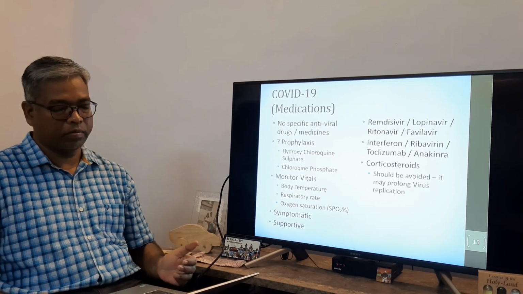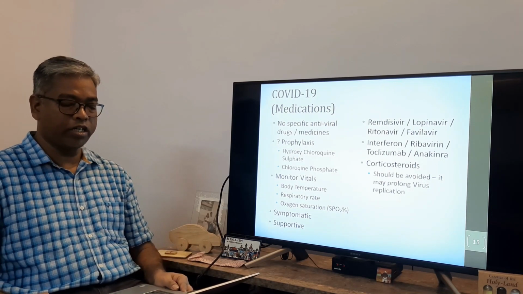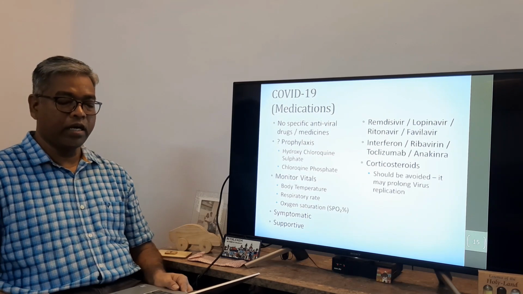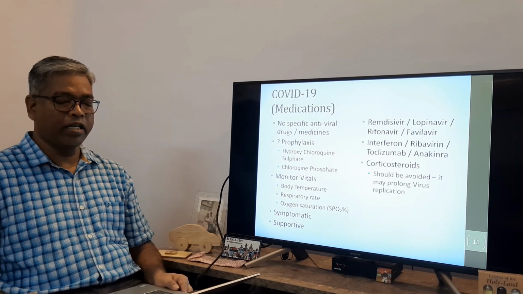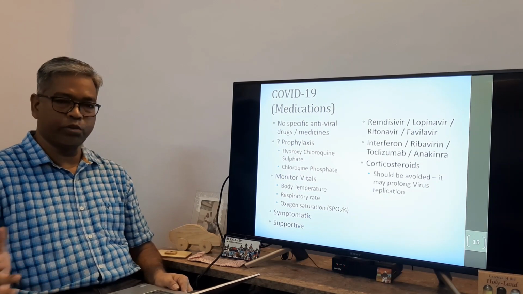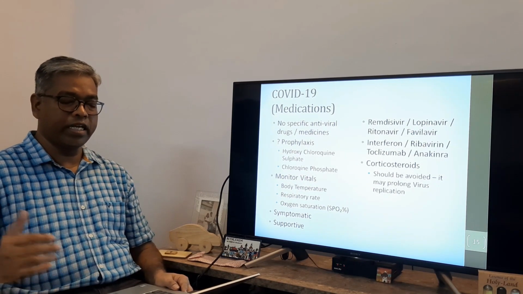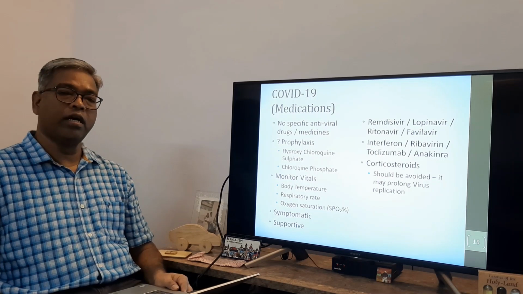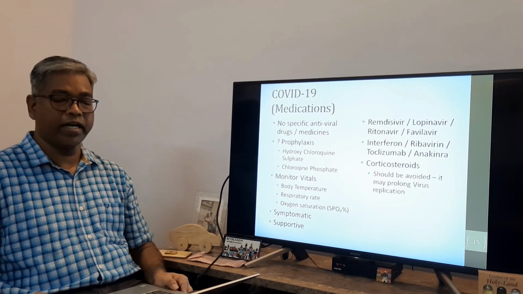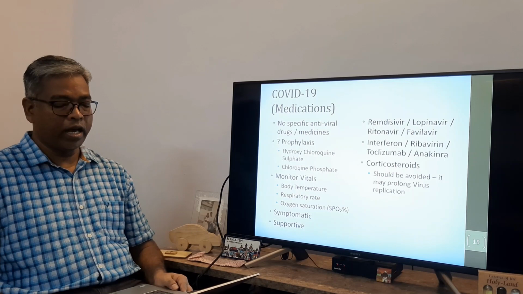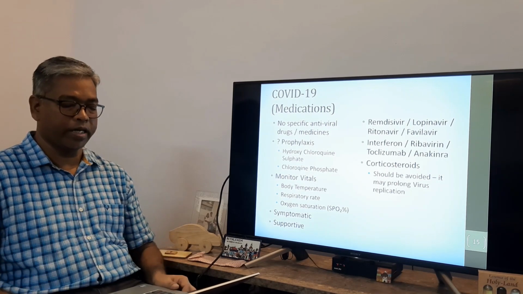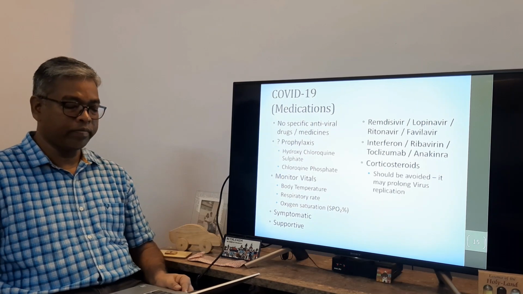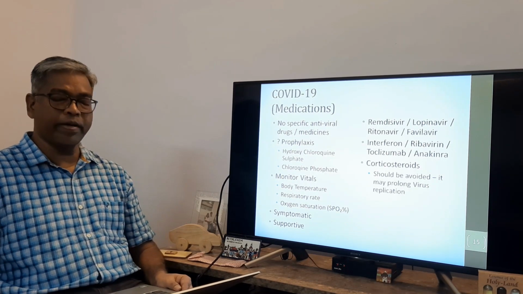But then monitor vitals, body temperature, respiratory rate, like how many times you breathe in a minute, and usually it's around 18 to 22 or something like that. So if your respiratory rate increases, then there's a problem actually. And then of course, as I said, oxygen saturation, which has to be done by the pulse oximeter. And then the treatment is mainly symptomatic.